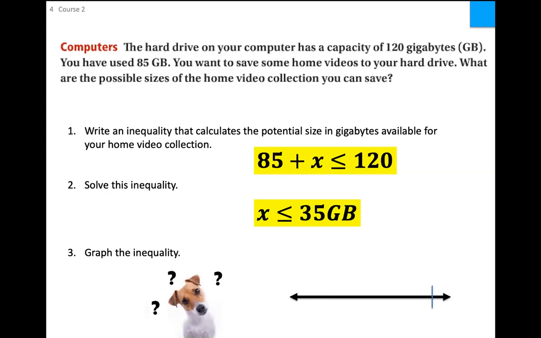The one on the right is going to be what number? 35. And the one on the left is going to be 0, and that's what it's going to look like. Couldn't you put 120 on that side, put a tick mark? Yeah, but it doesn't say anything about how large. It says how much do you have available to put your videos on. I don't have 120. I got anywhere between 0 and 35 gigabytes. That make sense? All right.